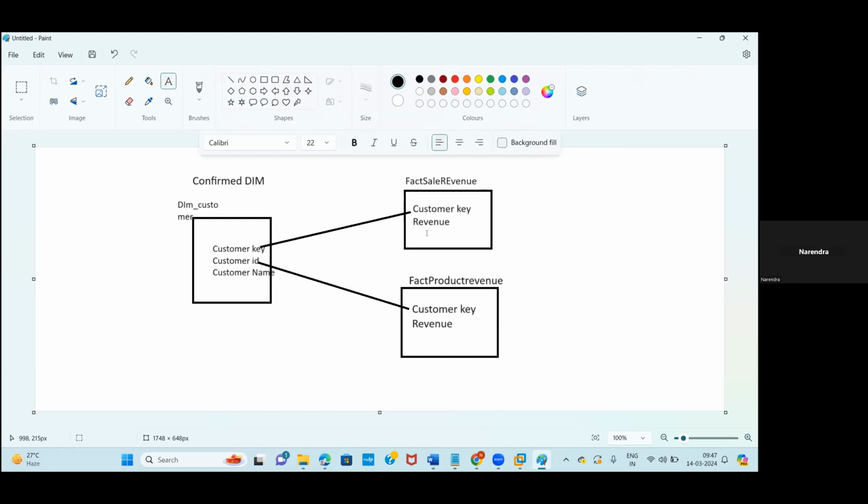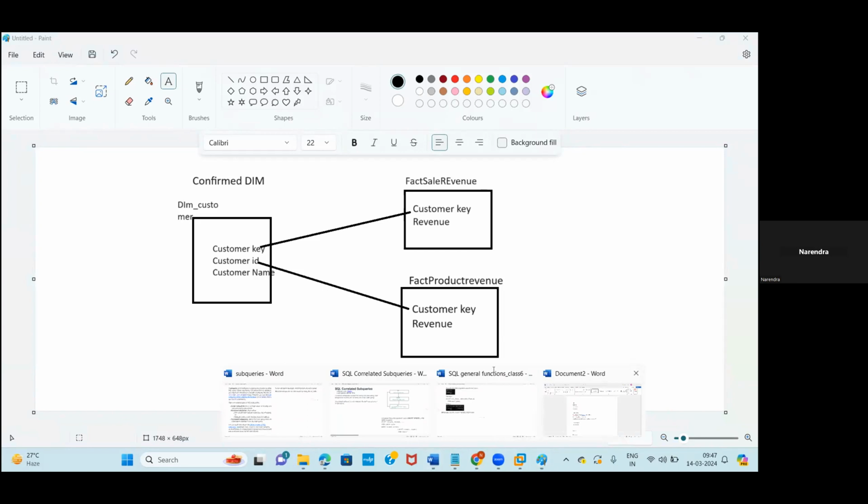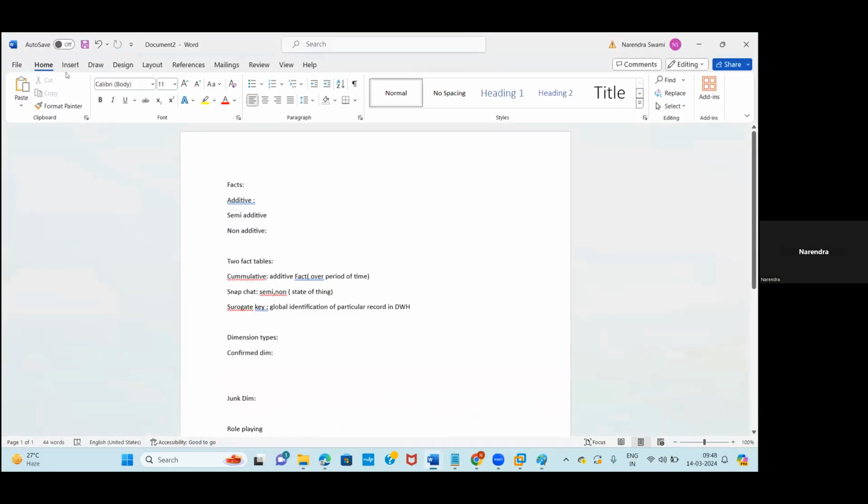There is a possibility that we can combine those two dimension tables. So that dimension table is known as a junk dimension. If you want to know an example of this junk dimension, we will go with that.